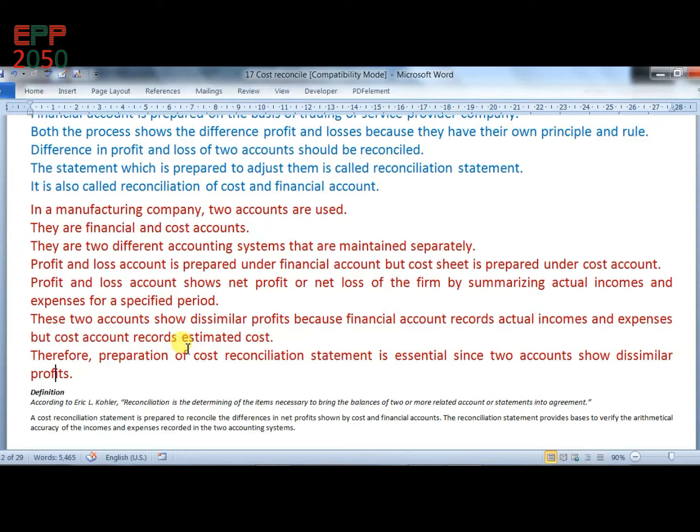Dear students, it means there are different rules for financial accounting and cost accounting. We record financial accounting according to the financial account rule and cost accounting according to the cost sheet rule. They have their own principle and accounting system. Wherever we find a difference between cost accounting and financial accounting, we should prepare the cost reconciliation statement.